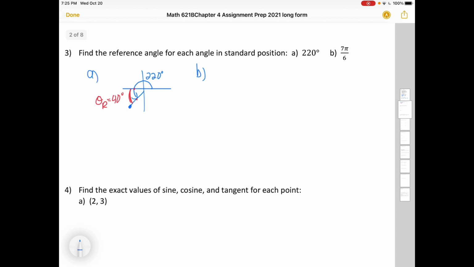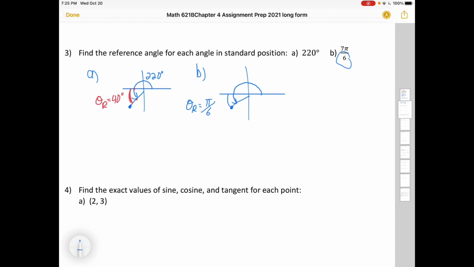B, 7 pi over 6. So again, I might draw it. So this is pi, or 6 pi over 6. Here's another pi over 6. So this little bit here, this reference angle, will be just pi over 6. For the common angles, it'll always work out that if you have a denominator of 6, your reference angle will just be pi over 6.